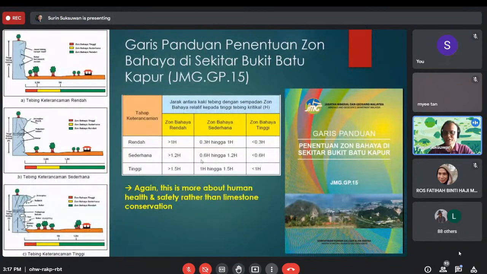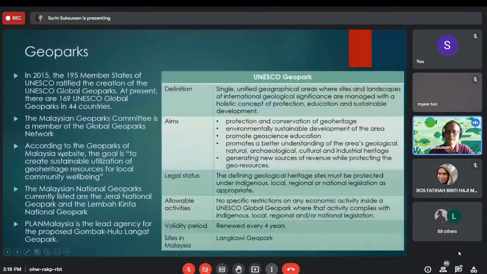And there's also this Garis Panduan on penentuan zon bahaya di sekitar Bukit Batu Kapur by JMG, the Jabatan Mineral dan Geosains, and it talks about how, again, this is about human health and safety, where you have restrictions in terms of housing and so on that is located near limestone outcrops. And they classify the limestone outcrops according to the risk factors. Some would be high risk, in which case the houses need to be further away. If it's low risk, then it could be closer to the hill, right? So I think that's quite straightforward.